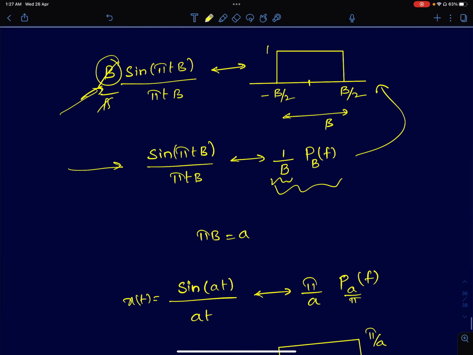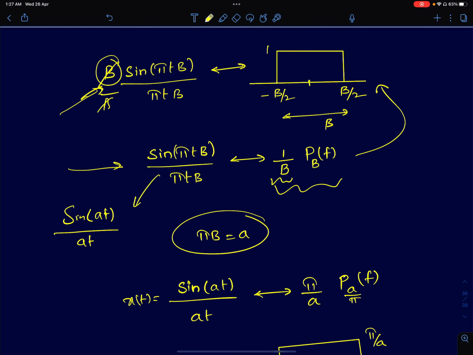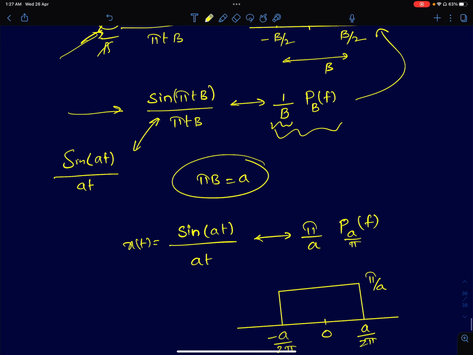immediately you can just put pi b equal to a, because we are supposed to find out sin(at)/(at). It should be in this format. So if you just call pi b equal to a, then I'm going to call this function x of t, which is sin(at) by (at). We'll have a Fourier transform of, instead of 1 by b, where b here is a by pi, so 1 by b will be pi by a times P_{a/pi} of f. So the pulse width in frequency domain will be a by pi hertz.